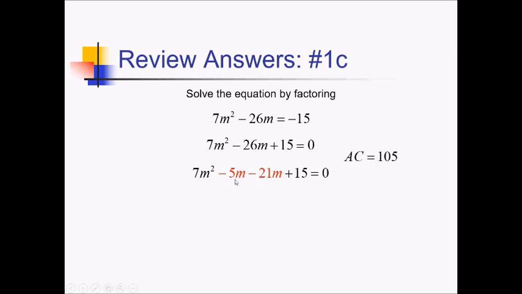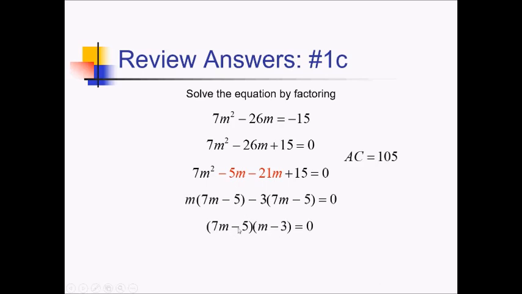So let me take a common factor out of these first 2 terms. All I can do is take out an m in that case. That's going to leave me with 7m minus 5. For these next 2 terms, I can take out a 3, a negative 3 actually, leaving me with 7m minus 5. And now I can take out this 7m minus 5 as one big common factor, and that leaves me with m minus 3 as my other factor.